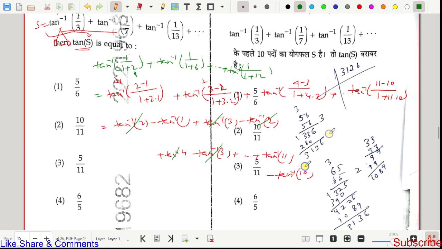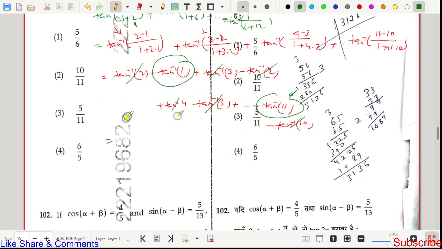Like this, tan inverse 10 also will cancel out the previous sum plus tan inverse 10 term. Okay, so only these two terms we will keep. This is the last term, it will not cancel out with any other. This tan inverse minus 1 also will not cancel with any other term. So we are getting tan inverse 11 minus tan inverse 1.